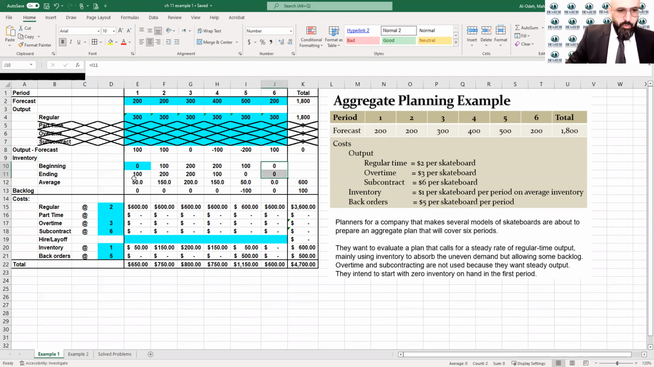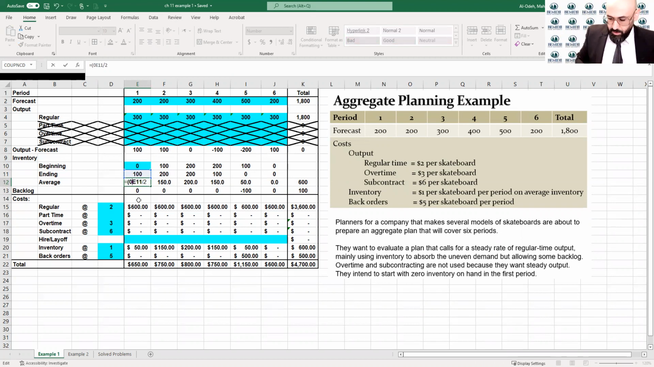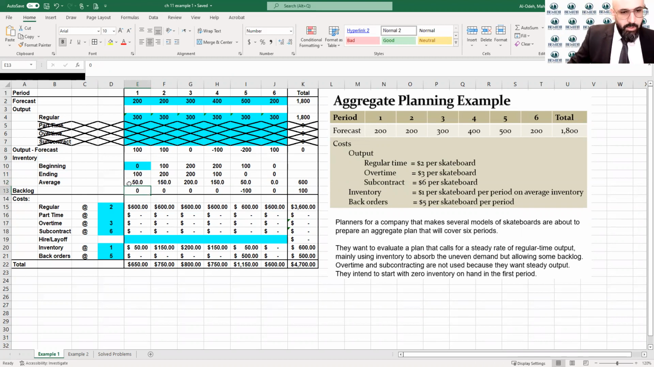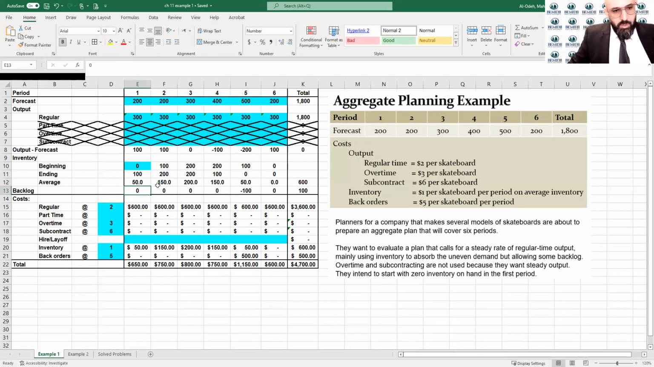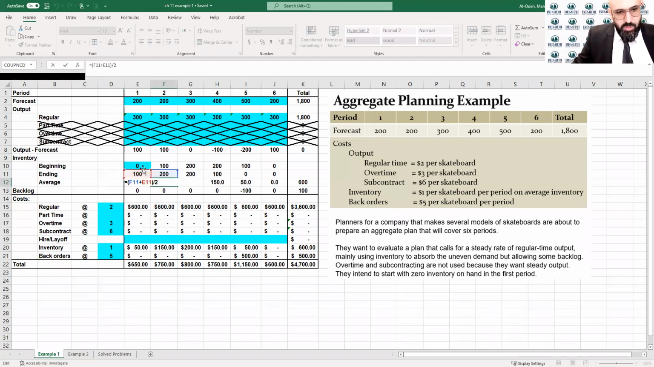Now, for the average inventory, we will use the previous period inventory, 0, plus the current inventory level. So 0 plus 100 would be 100 divided by 2, that would be 50. Now for period 2, the average inventory would be 200 plus 100 divided by 2. Same thing, 200 plus 200 divided by 2, that will give you 200 average inventory.